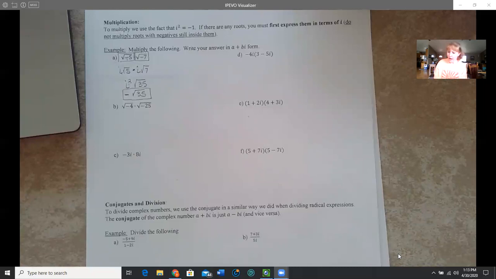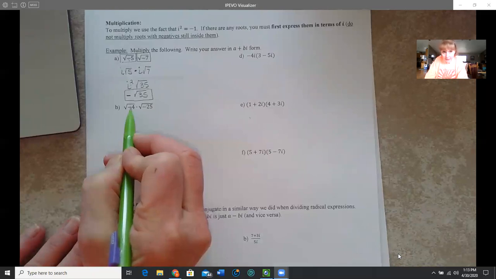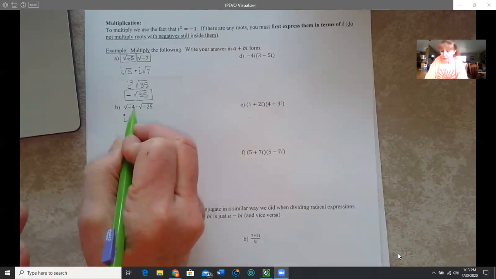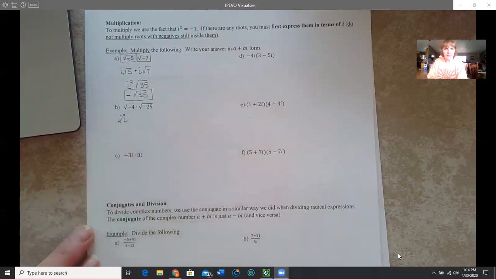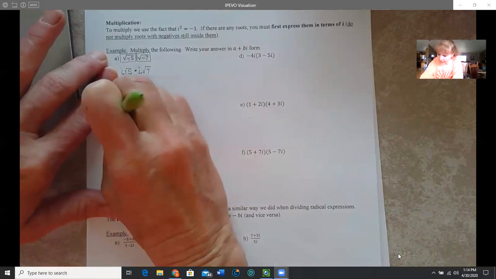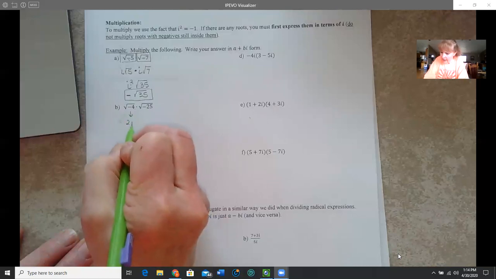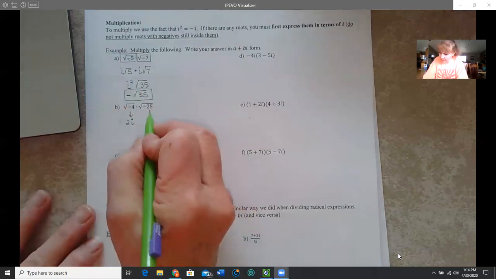But again, we need to simplify these before we multiply them together. So I'm going to take out an i from both of these. This one right here, the i comes out, but also 4 has two 2's in it, so the square root of 4 is 2. So this is 2i. The negative came out as the i and the 4 came out as the 2 and nothing was left.